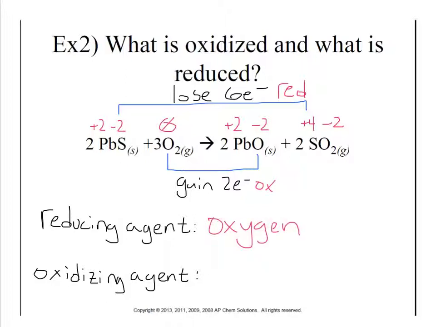And then who is oxidized? Well, it was oxygen. And in order for oxygen to be oxidized, someone else had to lose electrons, and so that means that sulfur was the oxidizing agent. Not because sulfur was oxidized, but because sulfur caused someone else to be oxidized. Quick way to think about it, it's just the opposite. So since sulfur was reduced, it means it's the oxidizing agent. Since oxygen was oxidized, it means it's the reducing agent.